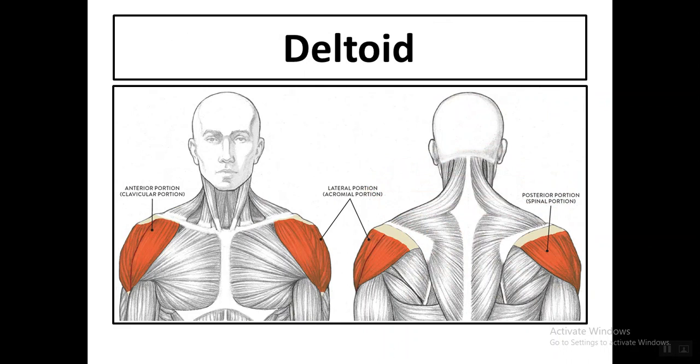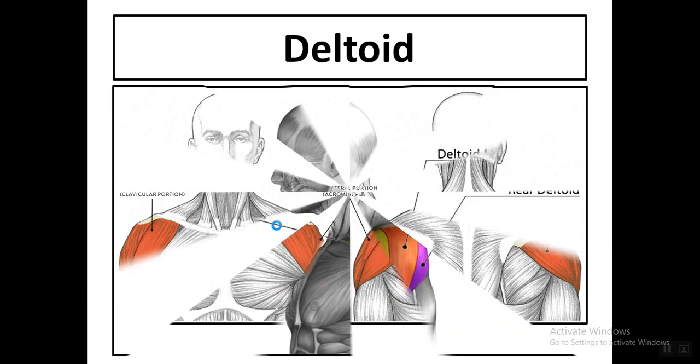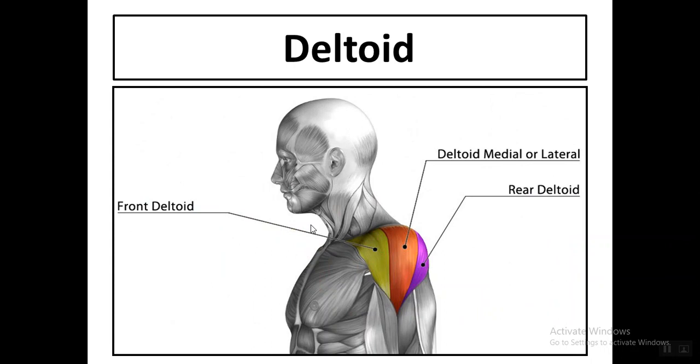First of all, we'll take the deltoid muscle. This is the deltoid muscle. Because it is delta shaped, it is called the deltoid muscle. It can be divided into three parts: the anterior fiber, lateral fiber, and posterior fiber. We divide it because the function of each group of fibers is different.